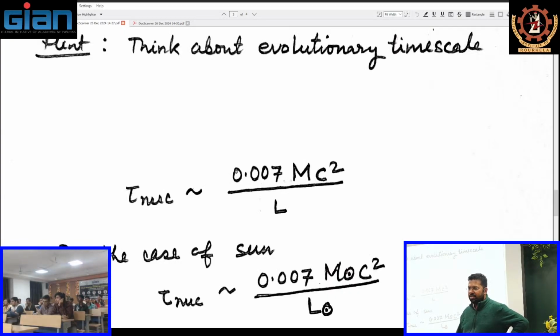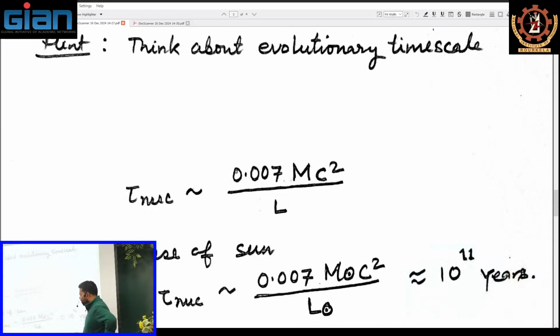So nuclear time scale is greater than the thermal time scale. That makes sense, right? Here it is greater. So that is fine. In that context, it is fine. But what is wrong in this time scale? On this time scale, 10 to power 11 years.